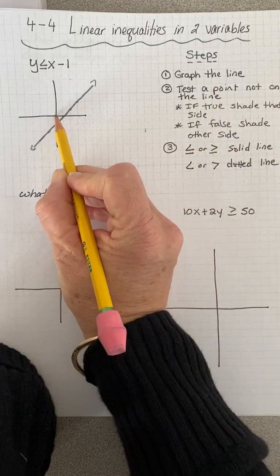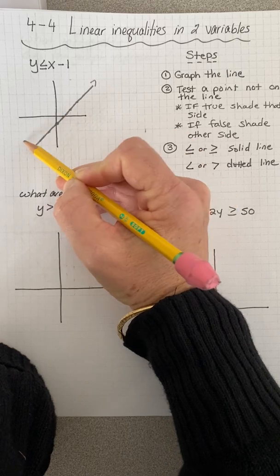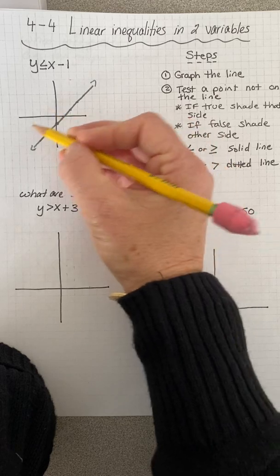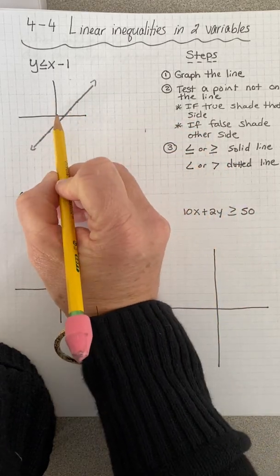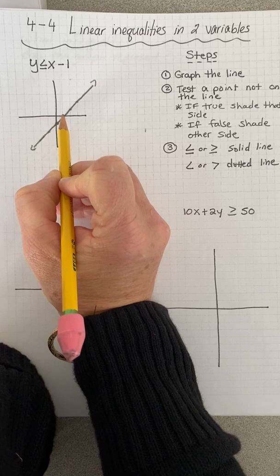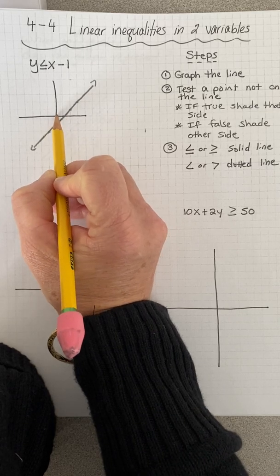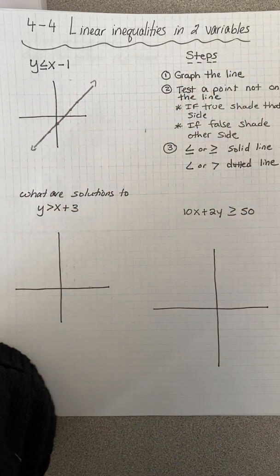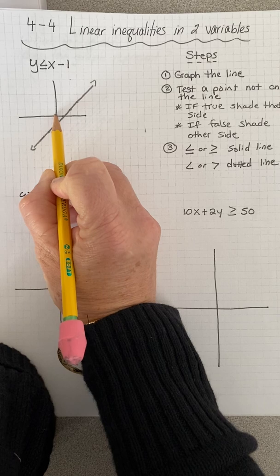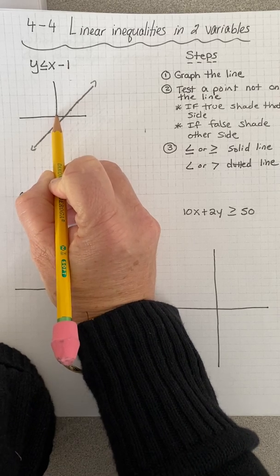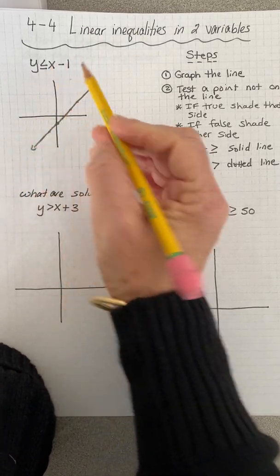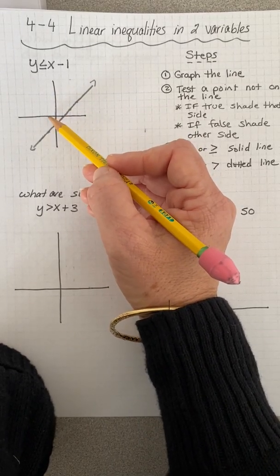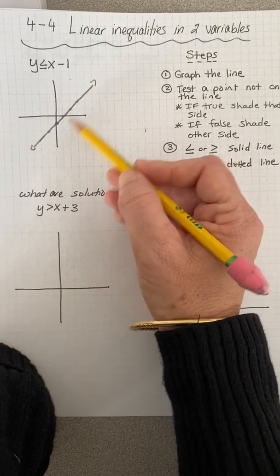So I like to test the origin, but if this line was going through the origin, I wouldn't be able to test it. Now, technically, you can test any point that's not on the line. So I could plug in 0, 0, I could plug in 1, 1, because that's not on the line. I could plug in -4, 3, but why make our lives difficult? So I'm going to plug in the origin, which is right here, okay? If the statement I get is true, then I'm going to shade in wherever that test point was, because it means that test point worked. If it's not true, then it means the other side works.